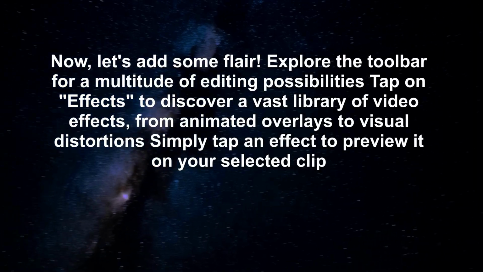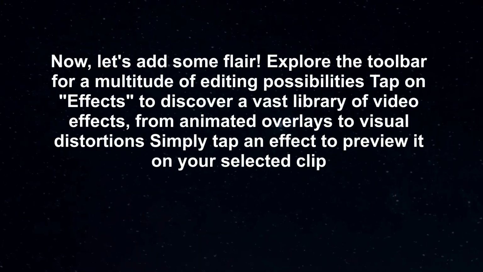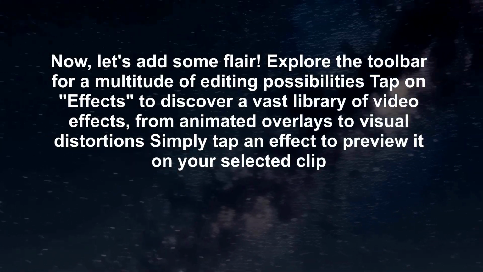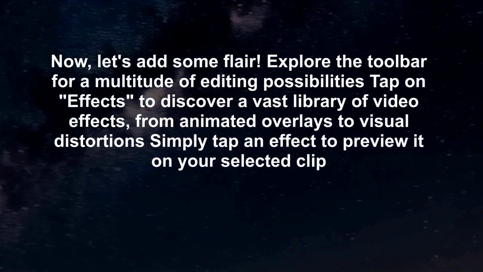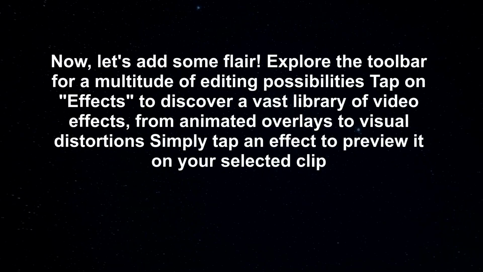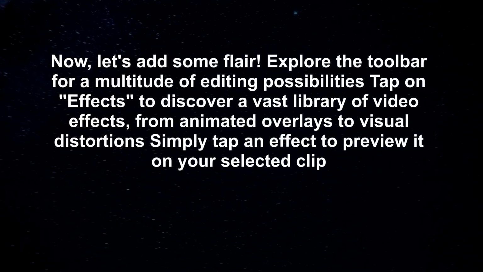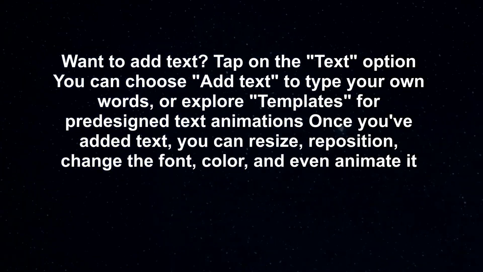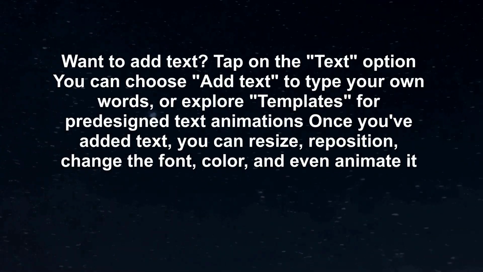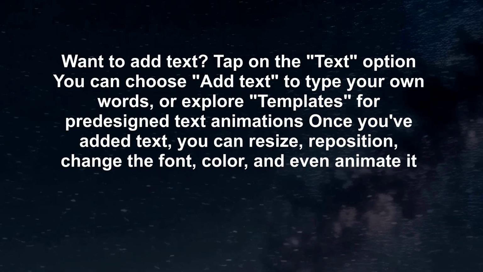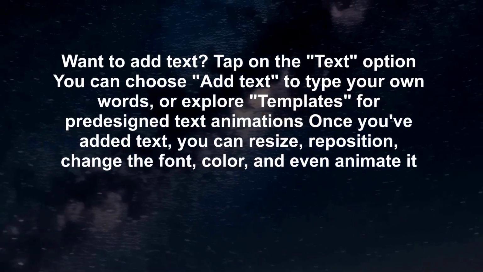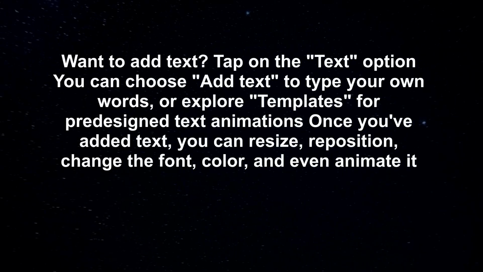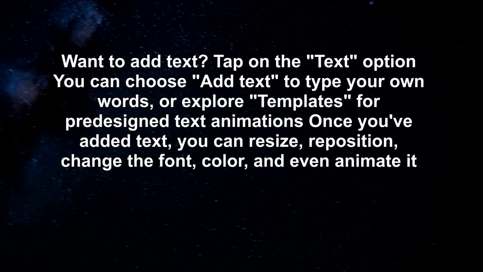Now let's add some flair. Explore the toolbar for a multitude of editing possibilities. Tap on Effects to discover a vast library of video effects. From animated overlays to visual distortions, simply tap an effect to preview it on your selected clip. Want to add text? Tap on the text option. You can choose Add Text to type your own words or explore templates for pre-made text animations. Once you've added text, you can resize, reposition, change the font, color, and even animate it.